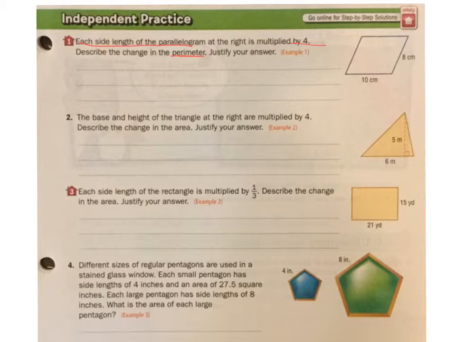So I'm going to find the perimeter. This is 10 and this is 8. So 10 plus 10 is 20. 8 plus 8 is 16. 20 plus 16 equals 36.